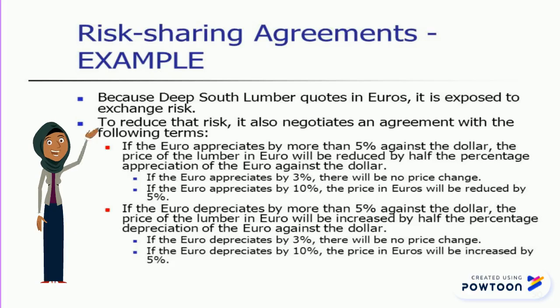If the euro appreciates by 3%, there will be no price change. If the euro appreciates by 10%, the price in euros will be reduced by 5%. If the euro depreciates by more than 5% against the dollar, the price of the lumber in euros will be increased by half the percentage depreciation of the euro against the dollar.